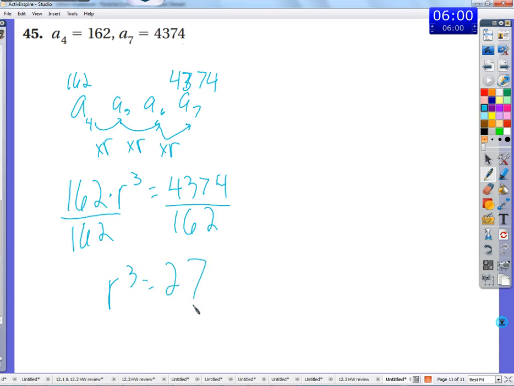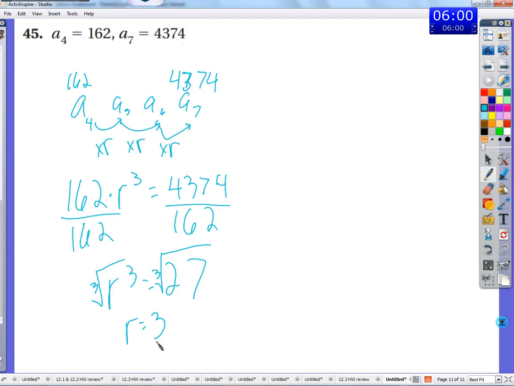And then? Cube root. Figure out what number multiplies by itself 3 times to get 27. That number is 3. Plus or minus 3? No, why not? Because it's not an even root. It's only for even roots.